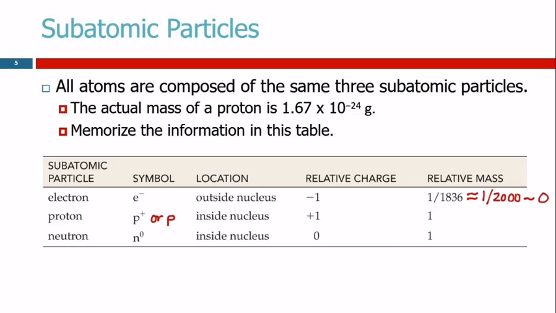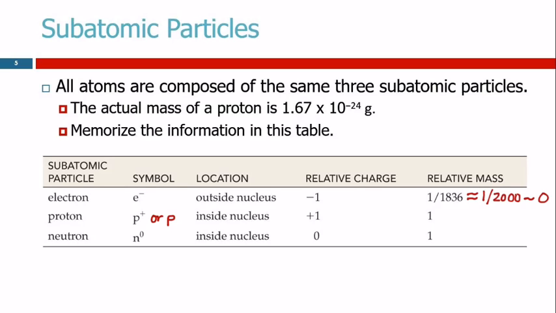We know what the actual mass is. It's about 1.67 times 10 to the minus 24 grams. That's 23 zeros, then 167 grams. We can't even fathom how tiny that is. So we say, well, we're just going to call it 1. Relative mass, not 1 gram, not 1 pound, just 1.